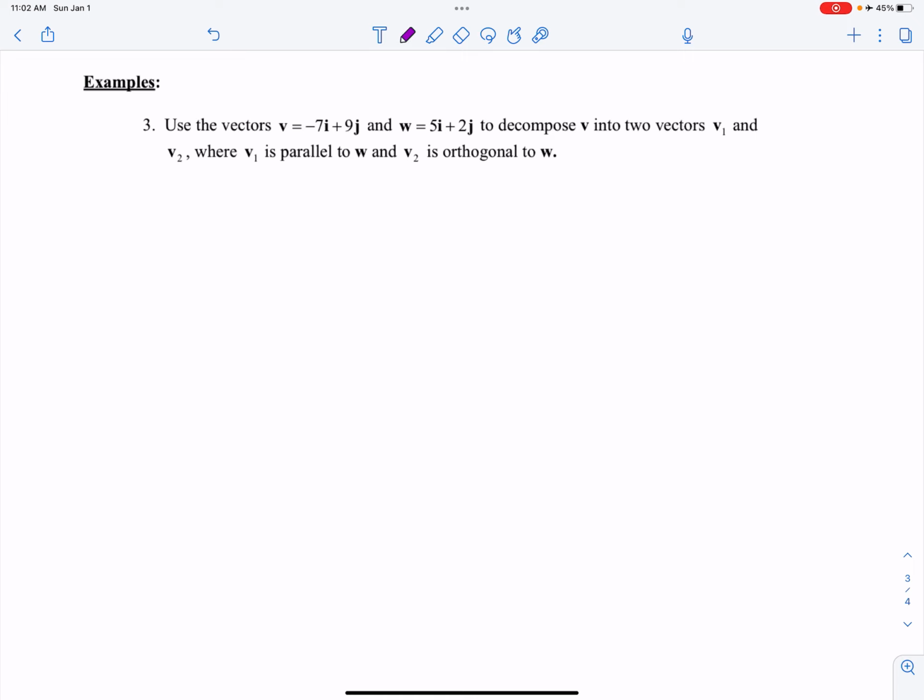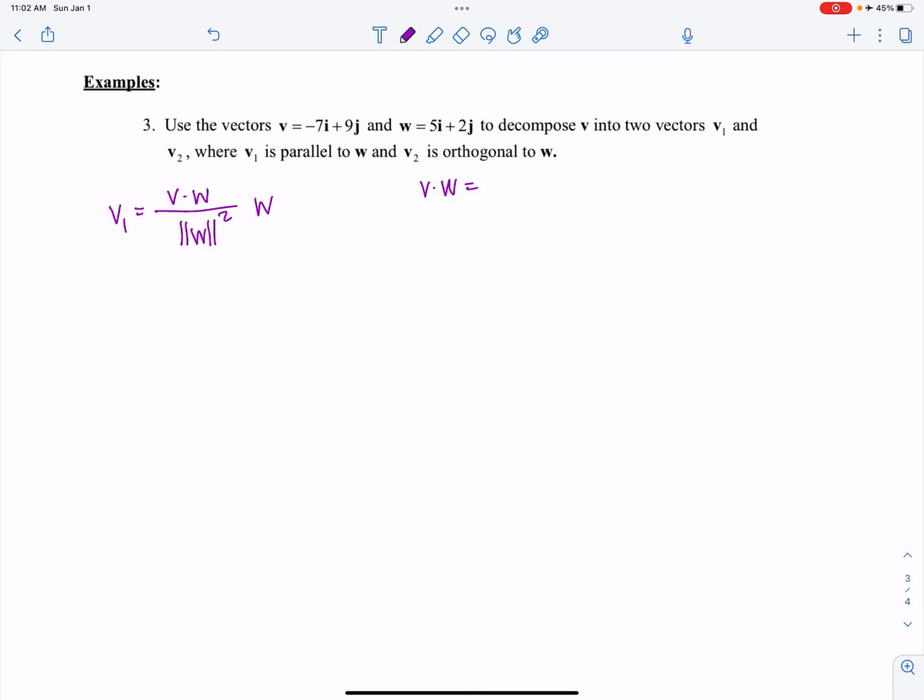Okay, so we've been given plenty of formulas to help us do this, where we can decompose into a parallel and an orthogonal. So let's start with v1, and that's broken into v dot w over the magnitude of w squared times the w. So let's find all of our pieces. V dot w, what is v dot w?